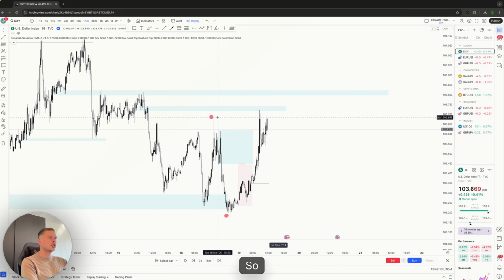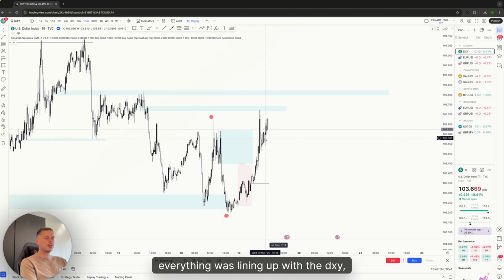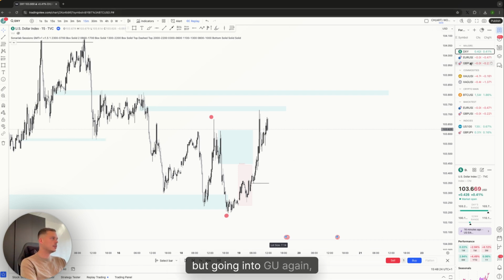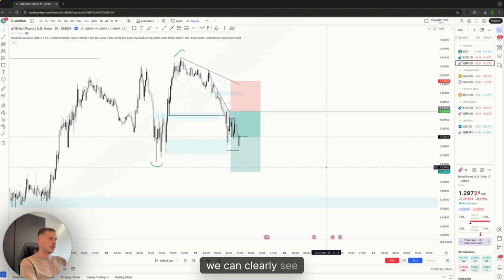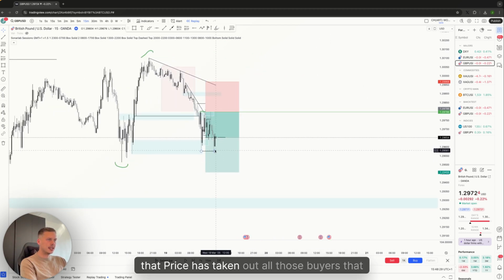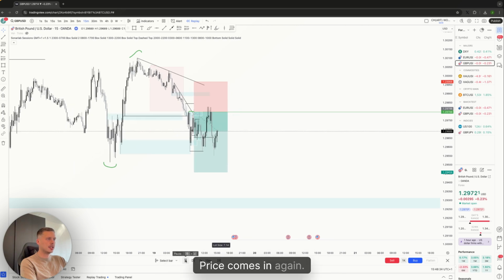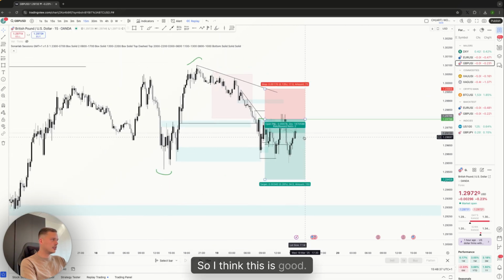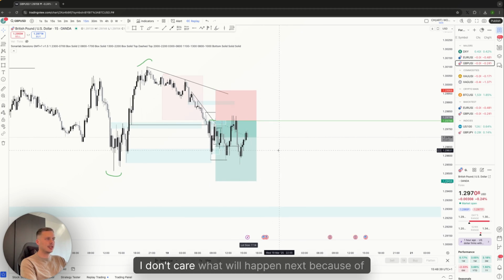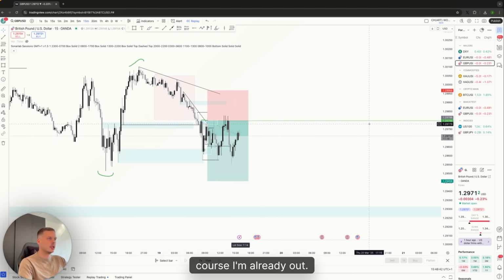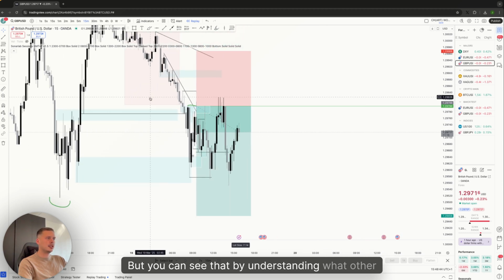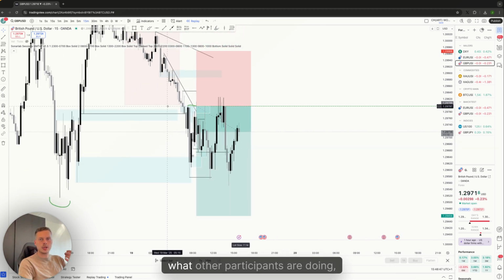So everything was lining up with the DXY, which on EU, if you saw my earlier video, was completely messed up. But going into GU again, we can clearly see that price has taken out all those buyers that went in early. Let's see what will happen next. Price comes in again. So I think we are now at current price action. I don't care what will happen next because of course I'm already out. But you can see that by understanding what other traders are doing, what other participants are doing, we can clearly see where we want to enter.